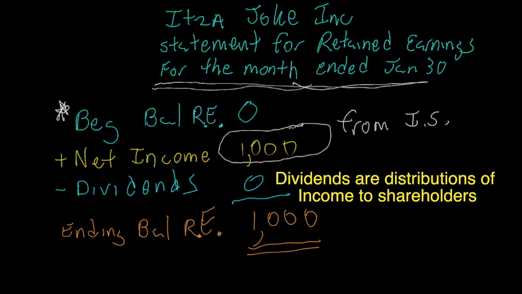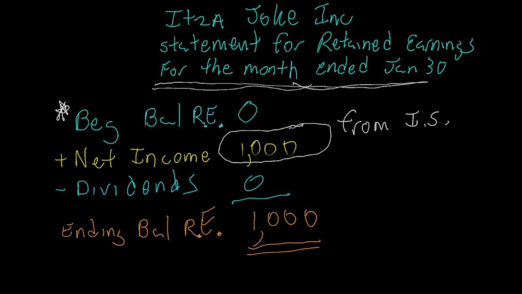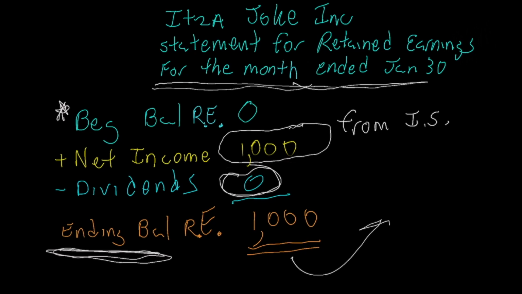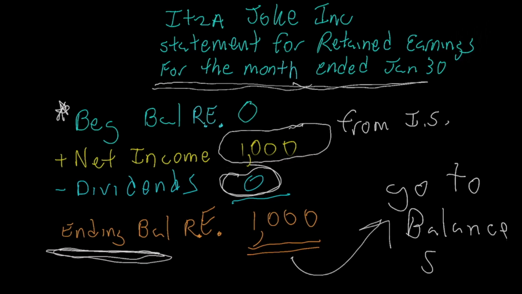However, because this company just started off, they did not want to give any of the earnings to the shareholders. They decided to retain the full amount so that they can help grow and operate the business. Therefore, for this particular period, no dividends were given. So we've added up the net income, we've subtracted no dividends, and that now gives us a new ending balance for retained earnings of $1,000. That $1,000 will now go to the balance sheet, which we will see in just a second.